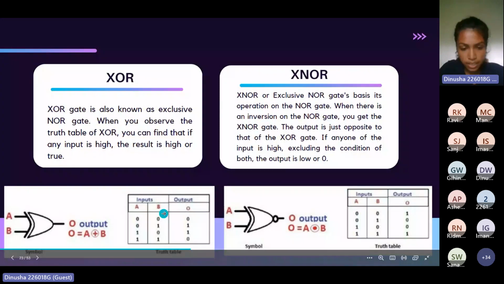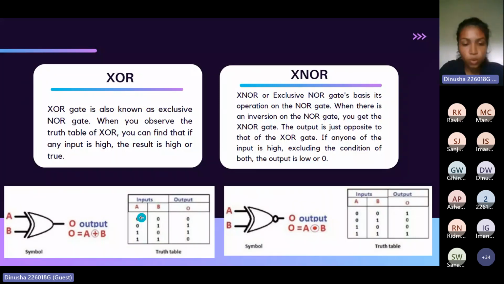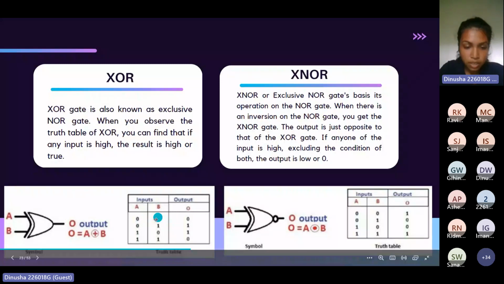As we can see in the table, the input of A is 0, the input of B is 0. So the two inputs are the same. Therefore, the output is 0. In the second line, the input of A is 0 and the input of B is 1. So the two inputs are different. Therefore, the output of the XOR gate is 1.